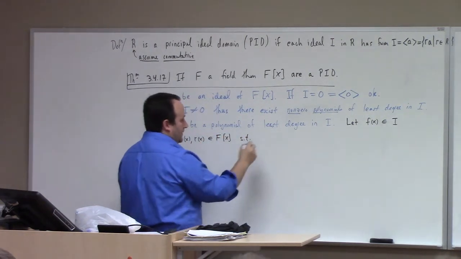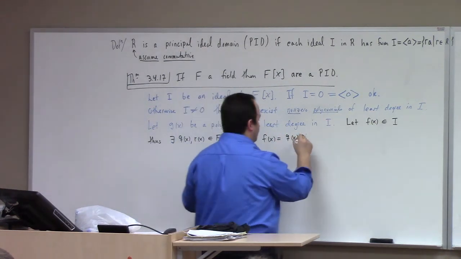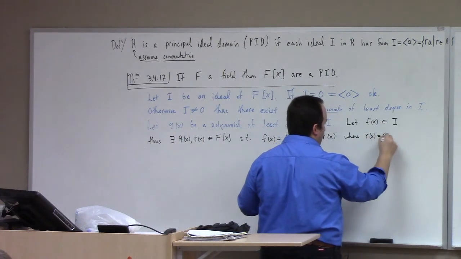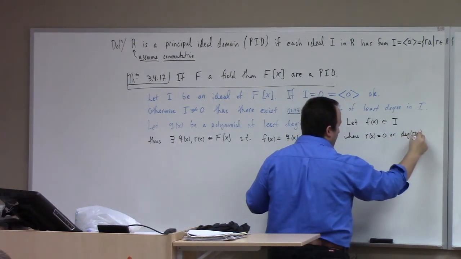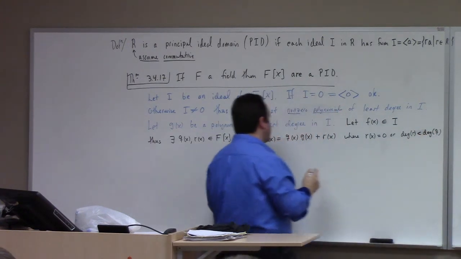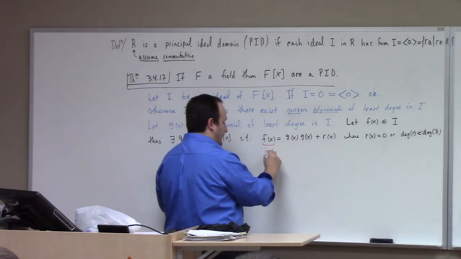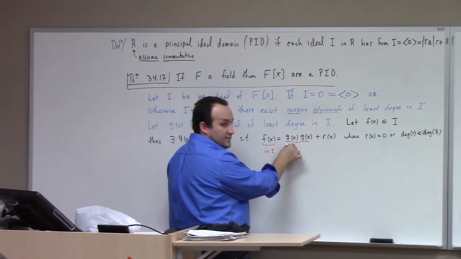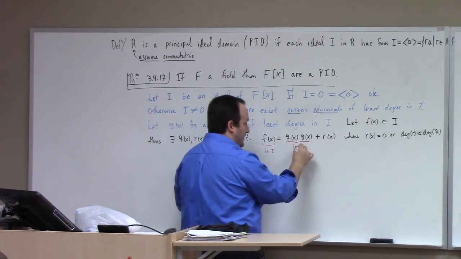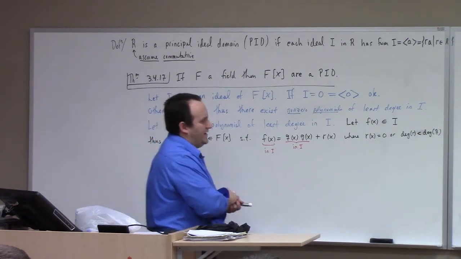Such that what? f of x is equal to q of x times g of x plus r of x, where r of x is equal to 0, or the degree of r is less than what? Right. Now look at this. This is in I, right? This is something in the ring of polynomials times g, which is by assumption in I, right? So this is also in I, because I is an ideal. But should it be less than the degree of g? Oh, yeah. Sorry about that.